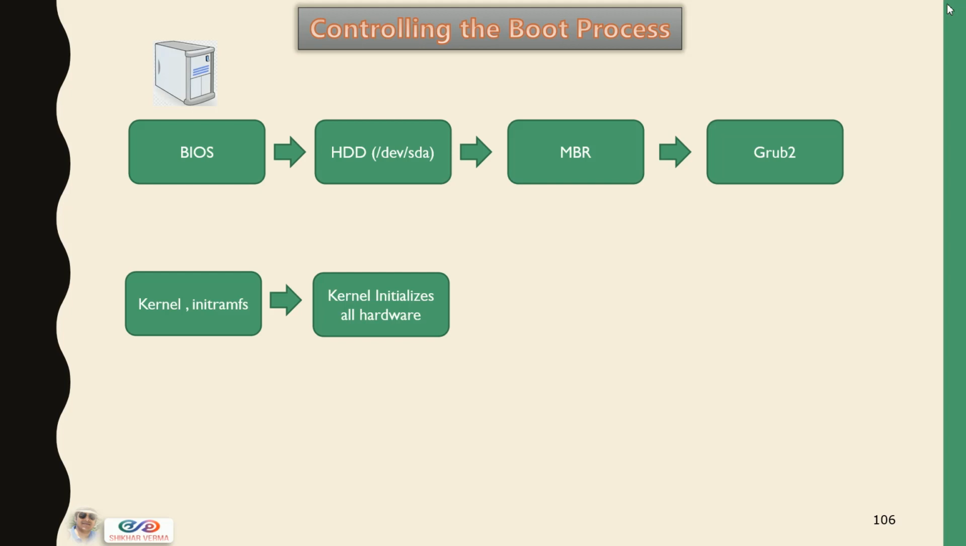But the kernel requires modules for that. It requires drivers for initializing the hardware. So from where is the kernel going to get all those things? It will take all those things from init RAM fs, which is already extracted and present in the memory. The kernel initializes all the hardware for which it can find a driver in the init RAM fs. After that, your kernel is going to execute your /sbin/init.